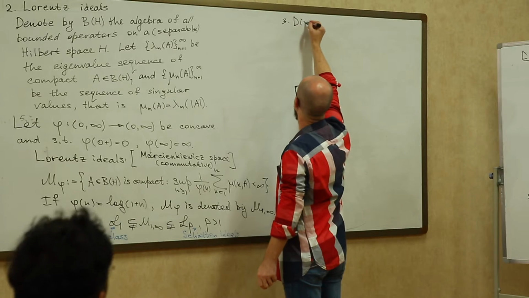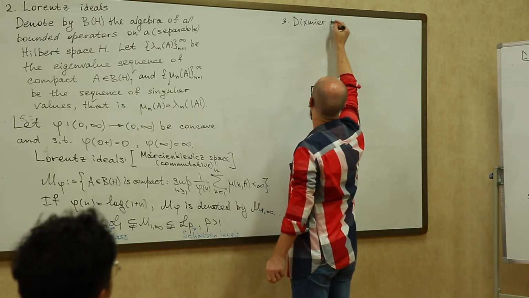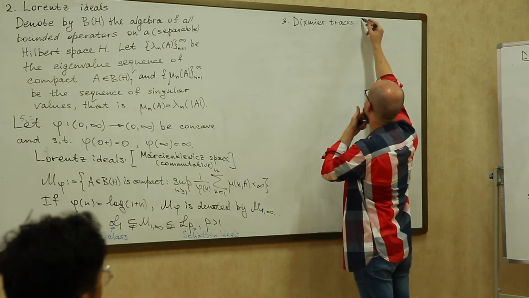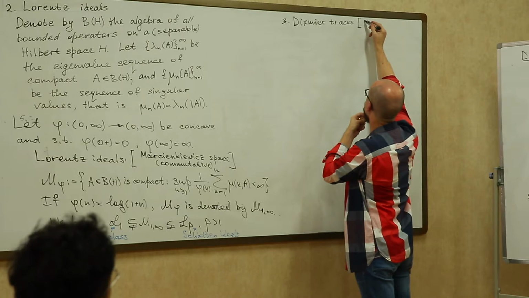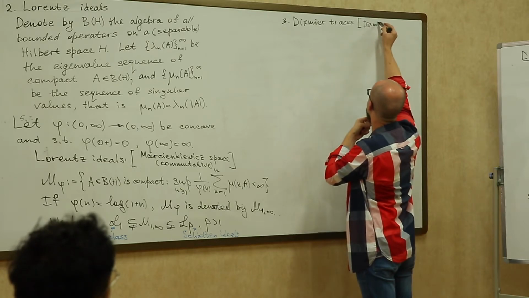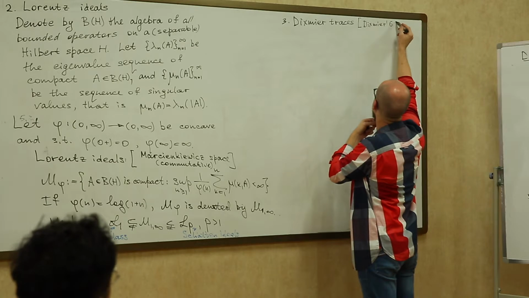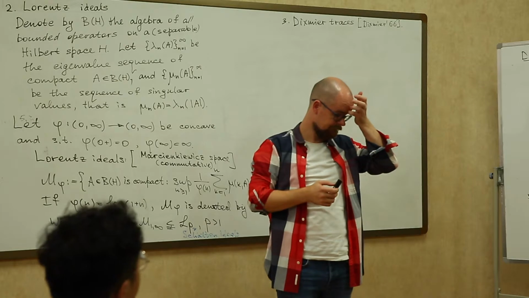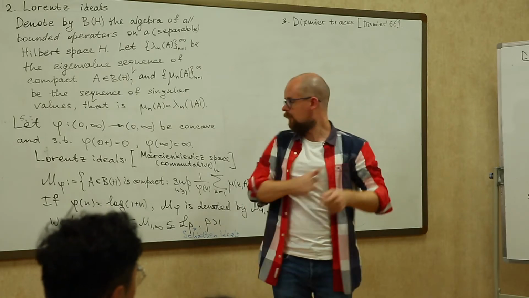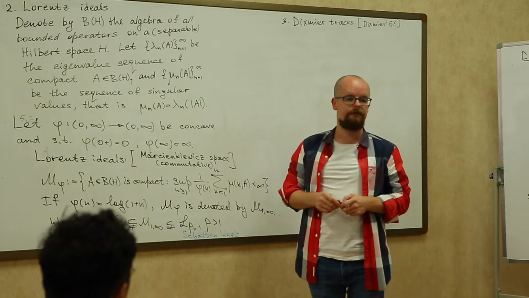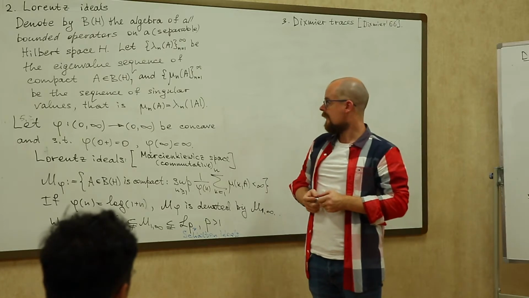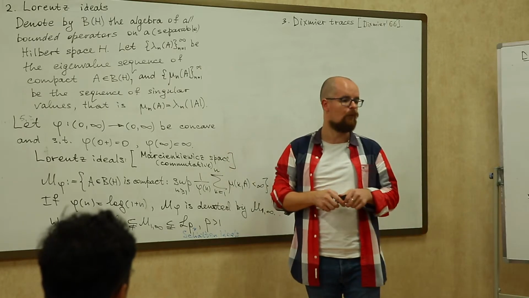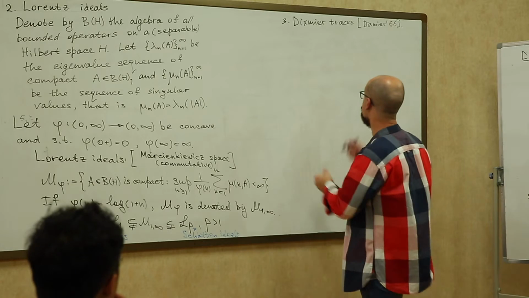Third, finally, Dixmier traces. I will follow here the paper by Dixmier from 1966. We will deal with the Lorentz ideals M phi, and besides these three conditions, we will need one more additional condition on the function.